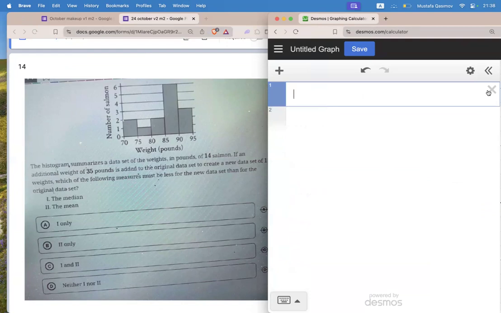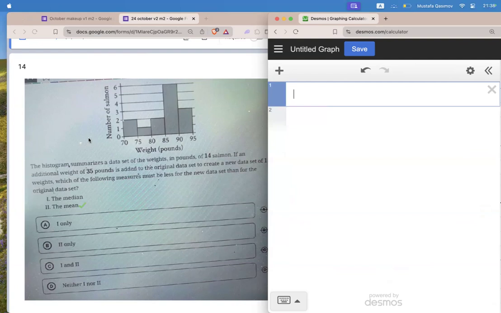Yeah, right. When we add a smaller number, the mean will decrease all the time. So the mean will change. The mean must change, let's say. So it's correct. Let's look at the median.